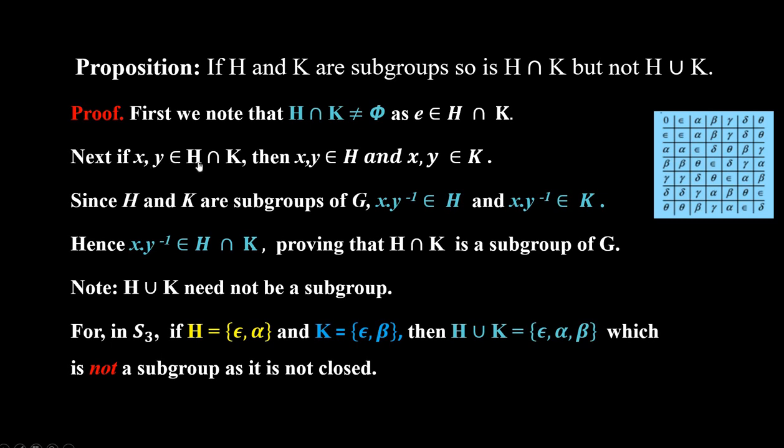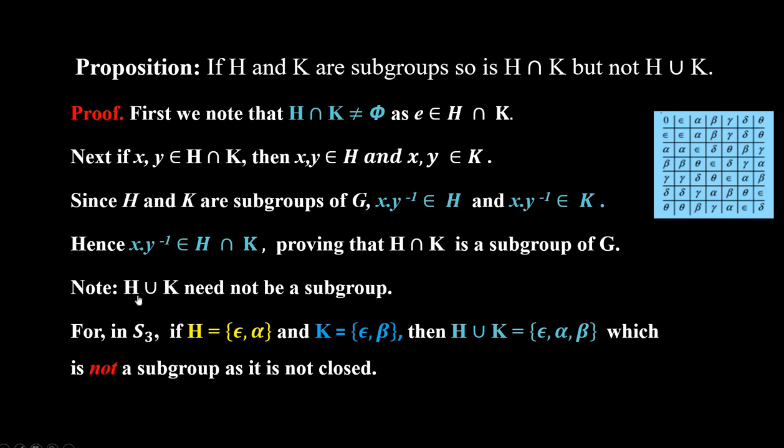Now if x and y are in the intersection, they should be present in H as well as in K. So that is what is written here. Now since H and K are subgroups of G, x dot y inverse is also a member of H because H is a subgroup. And similarly it belongs to K also. So it must be there in the intersection. As it is belonging to both H and K, it should be there in the intersection. So that proves that H intersection K is a subgroup of G.